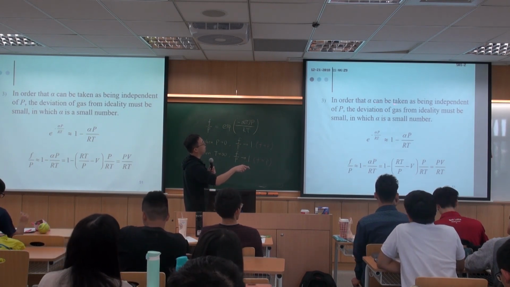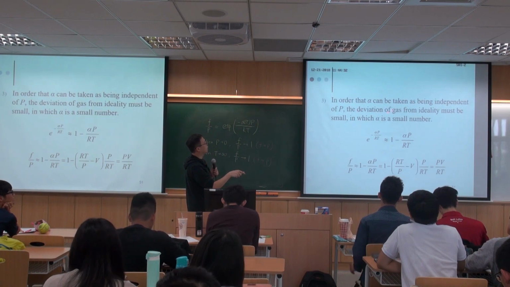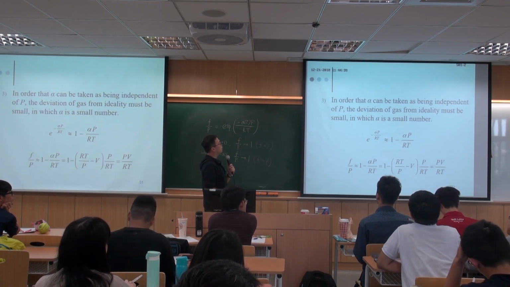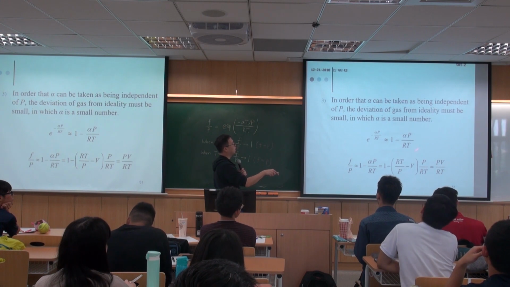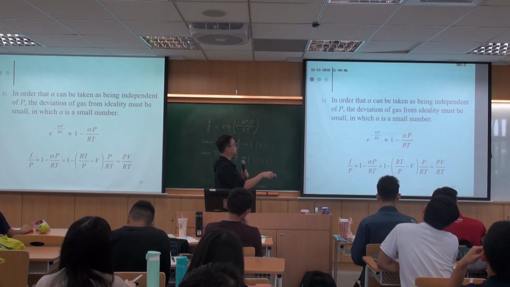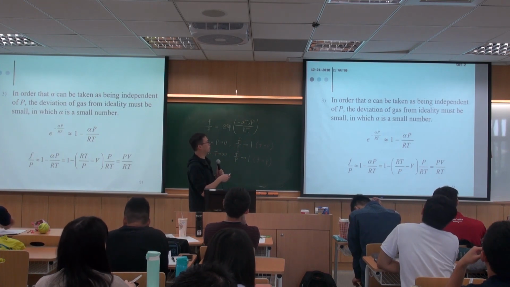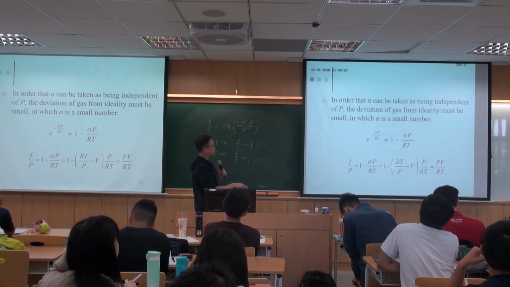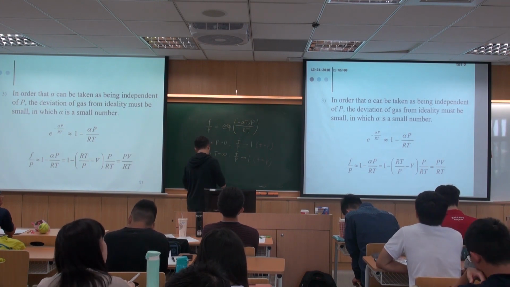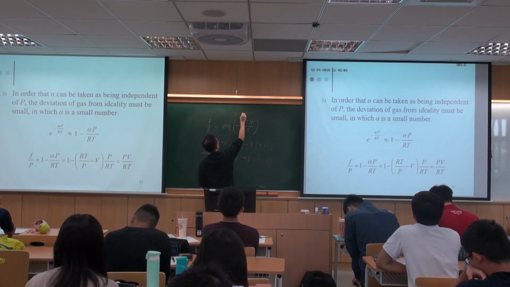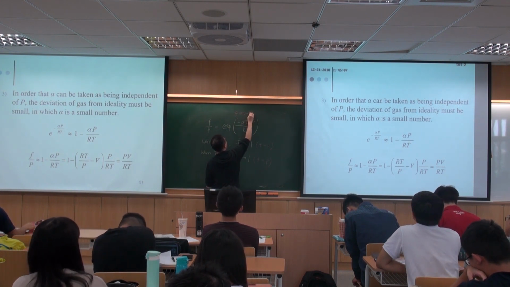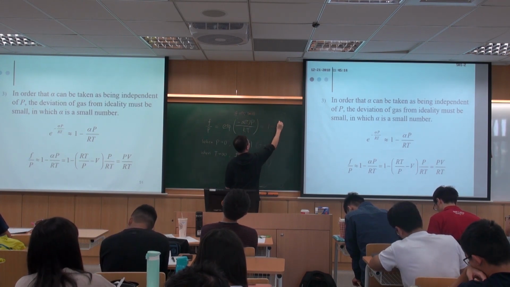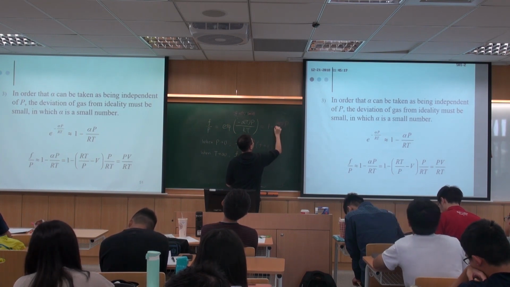In order that alpha can be taken as being independent of P, the deviation of gas from ideality must be small. So let us assume that this deviation is small, then this exponential term can be further simplified to 1 minus alpha P over RT. This is just Taylor expansion, right? And we take just the first two terms. So if we do that, you'll see that F over P is approximately this term. Originally it is this exponential term. If the deviation is small, then this is close to 1 minus alpha P over RT.